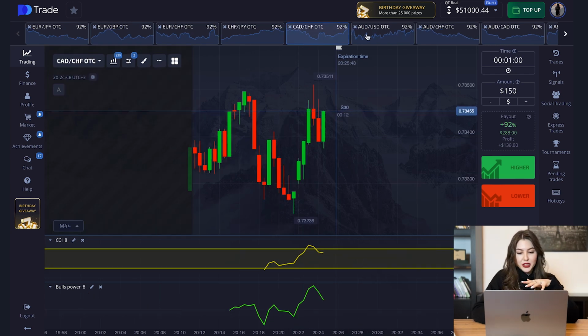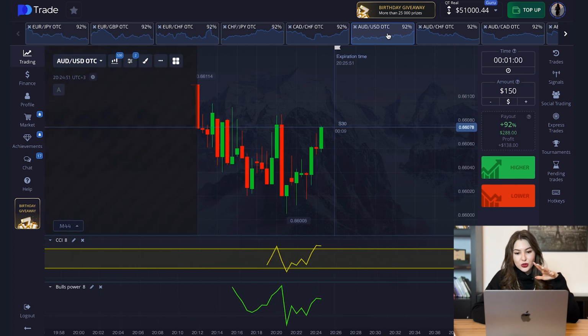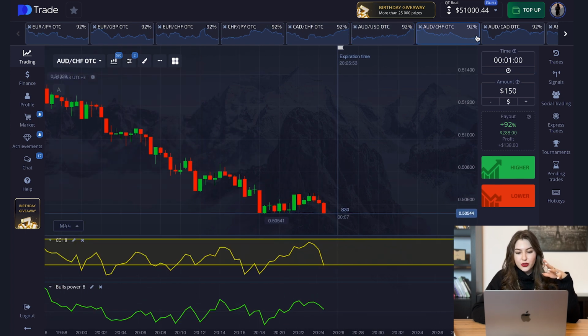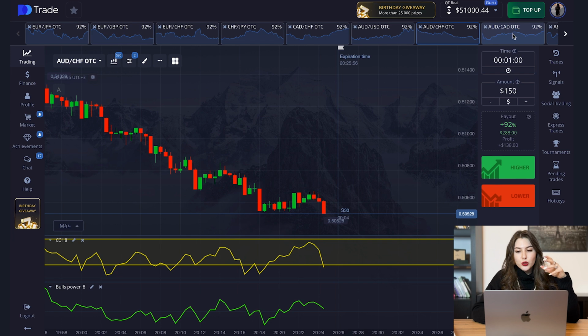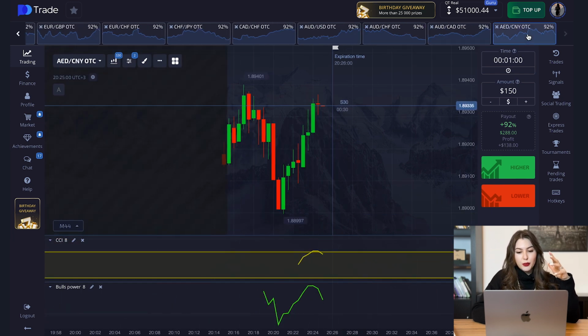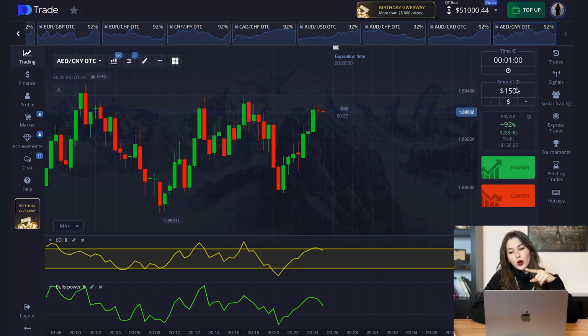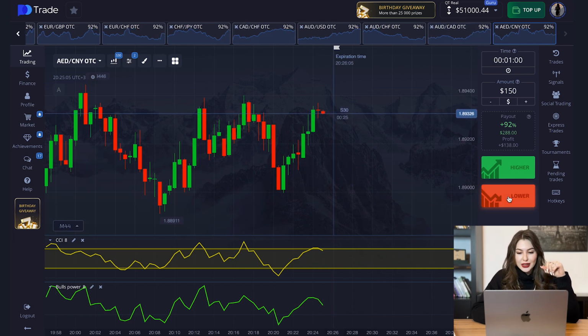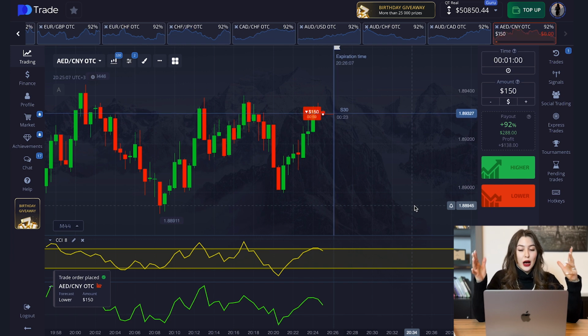Let's find the best situation on the assets to grow our capital in just a few minutes. Today we're gonna use a martingale strategy, not for loss but for earnings. So we're gonna double up every trade. We're gonna start with $150 and let's start growing our capital.